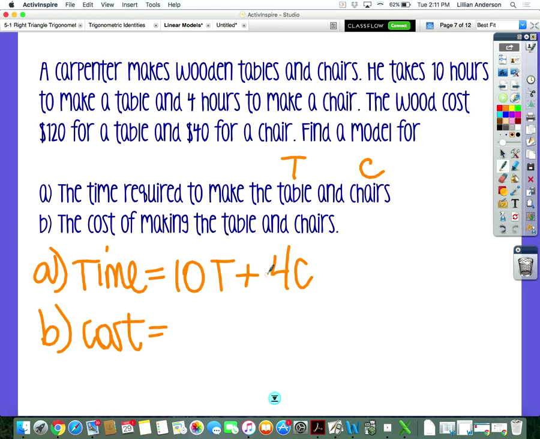What about the cost? How much did it cost to make a table? 120. So if you made 2 tables, that's how much money? 240. A general expression would be what? 120T. How much does it cost to make a chair? $40. So the expression for that would be 40C. To get the total cost, you have to what? Add them together.